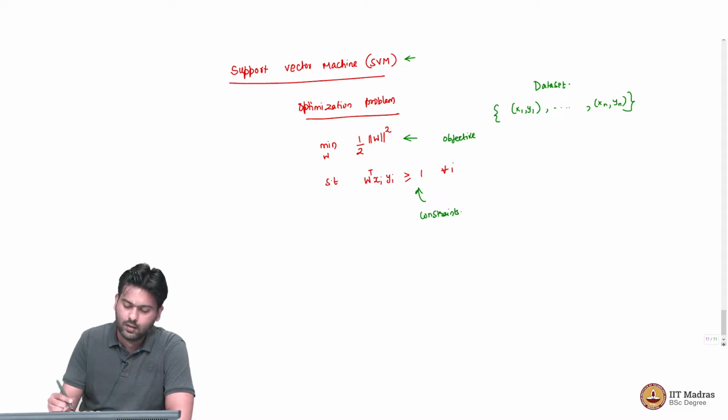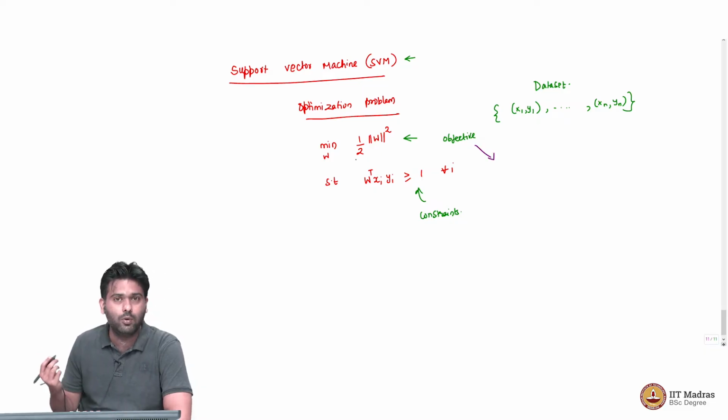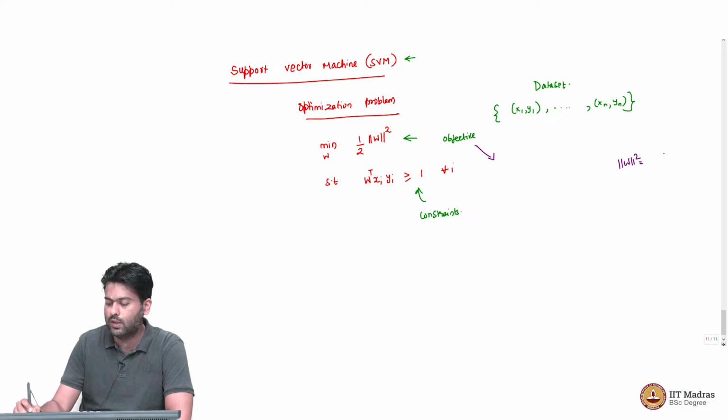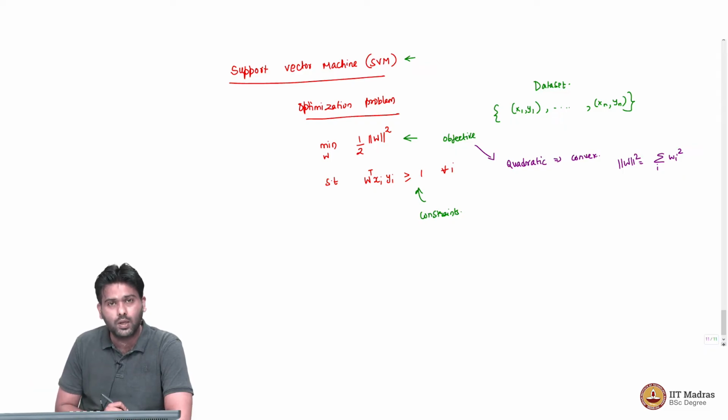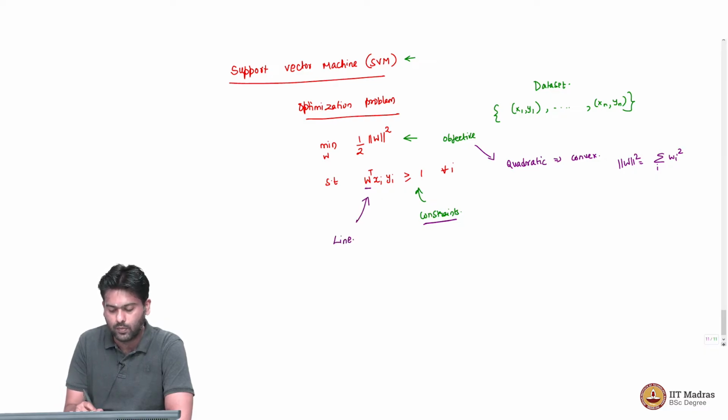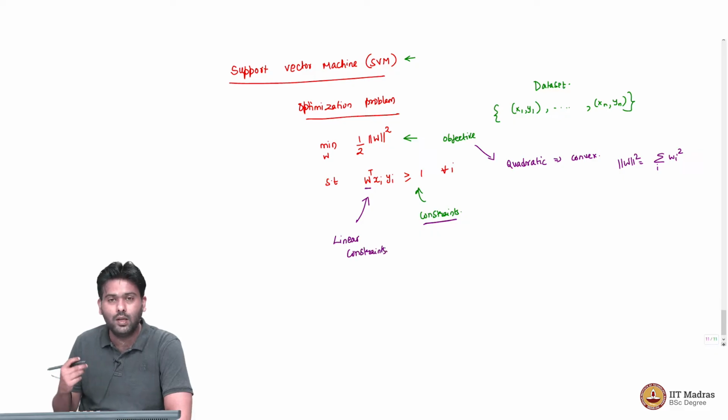What more is that this objective is half norm W squared. Norm W squared is simply the sum over i of Wi squared. This is quadratic, and quadratic is convex. So this is a convex objective, a quadratic objective, which is also convex. And what can you say about the constraints as a function of W? What kind of functions are these? These are linear constraints. So this is a linear constraint quadratic optimization problem.